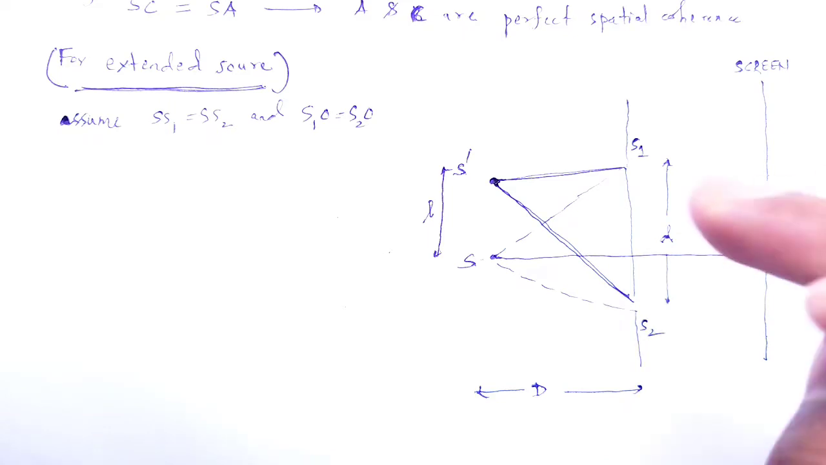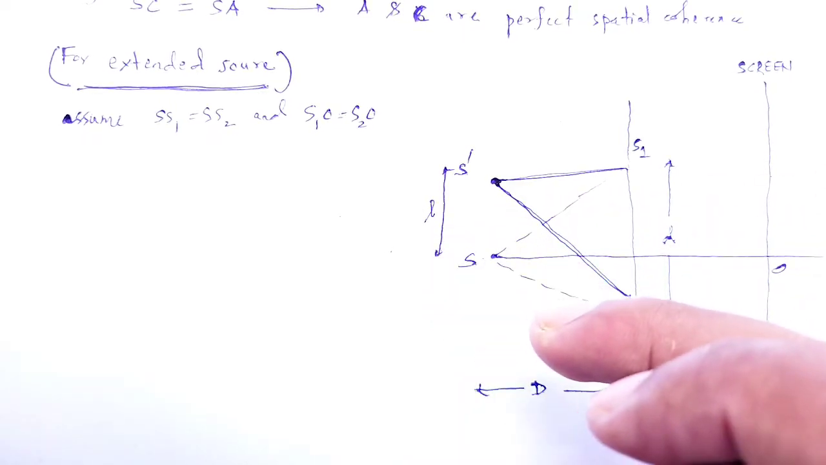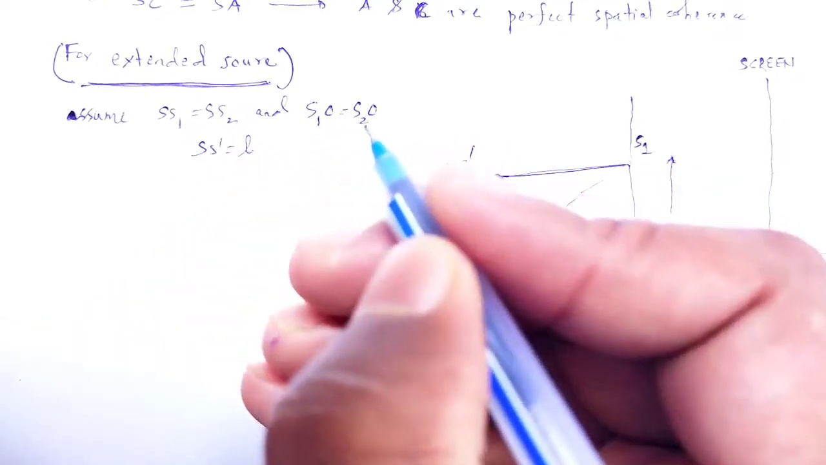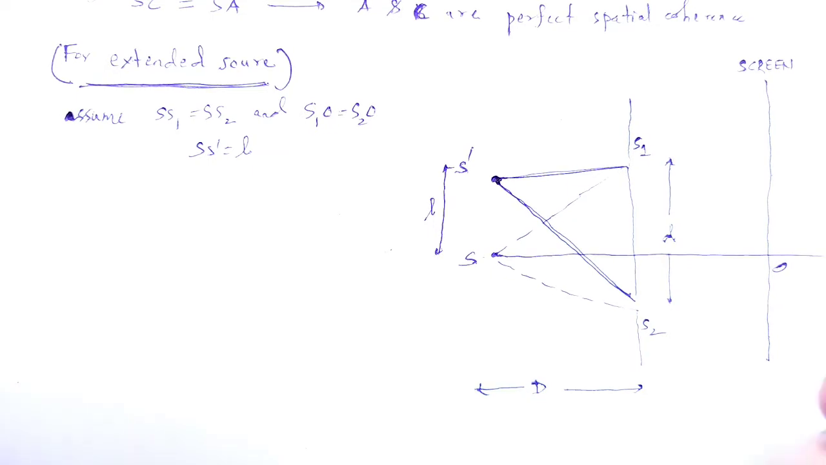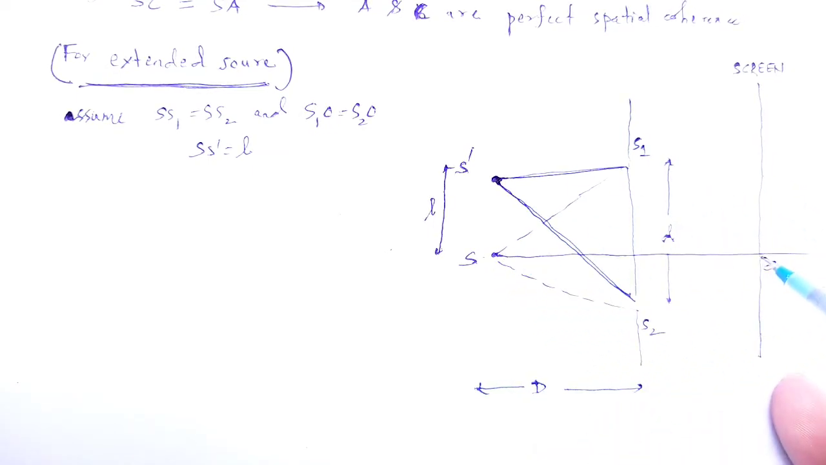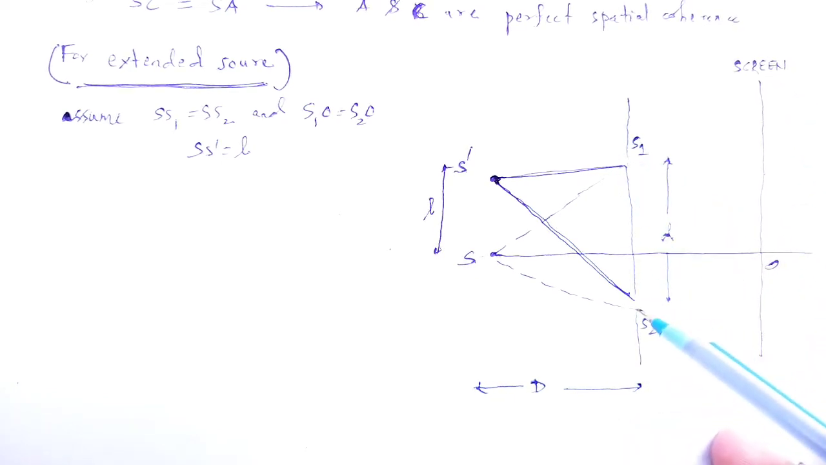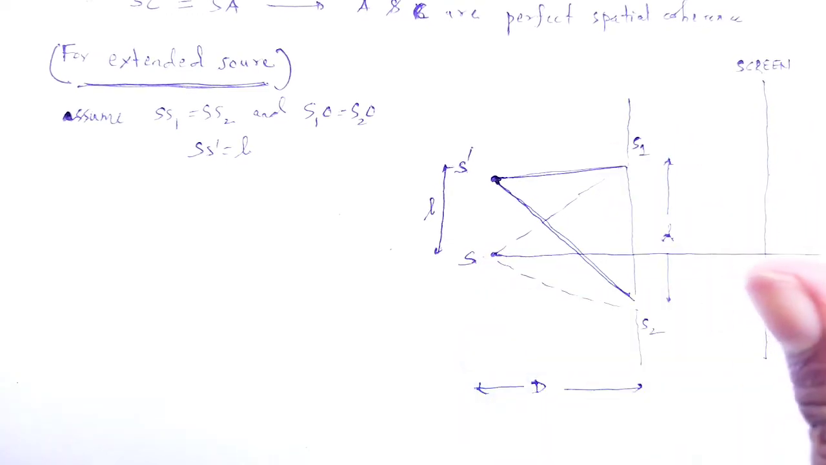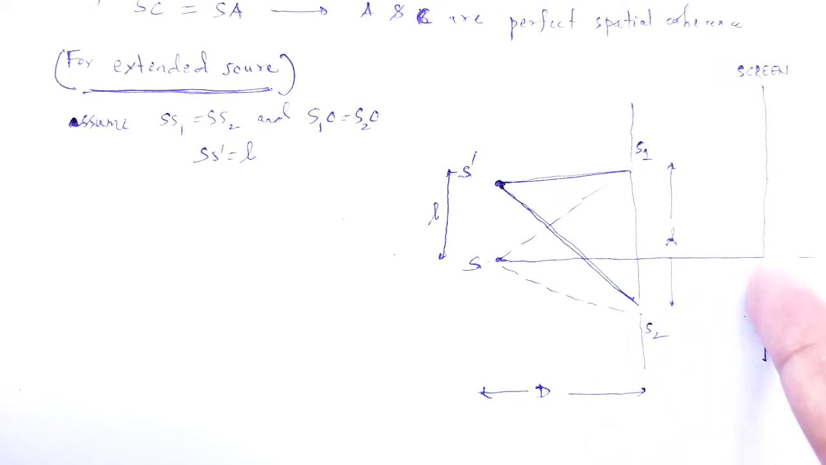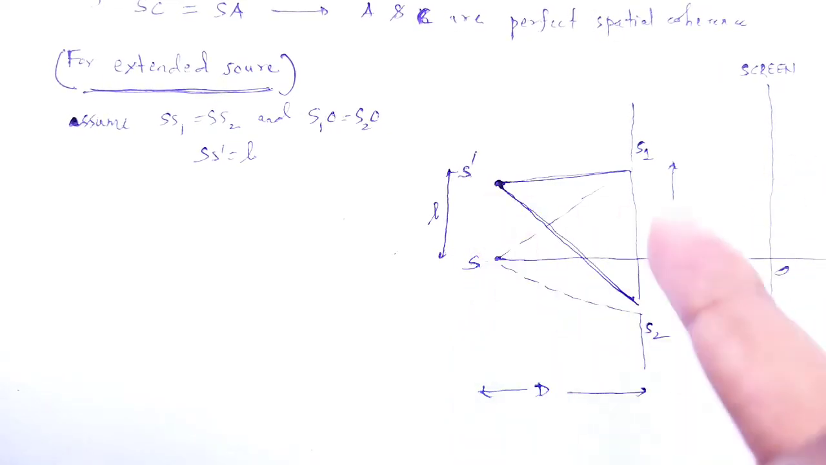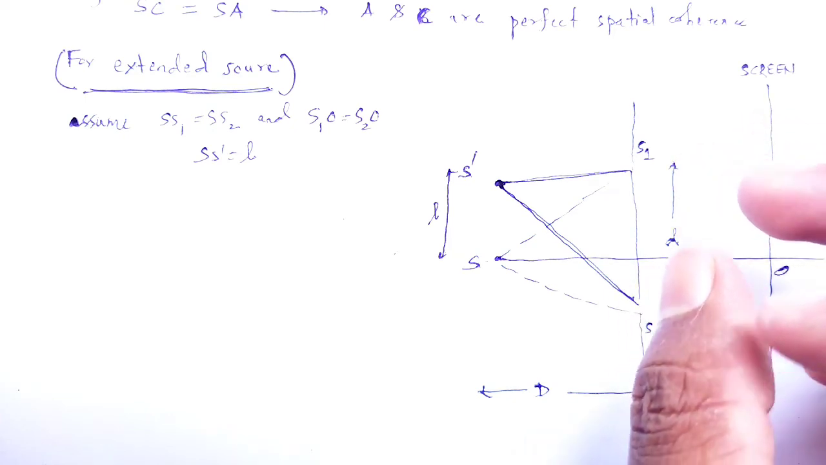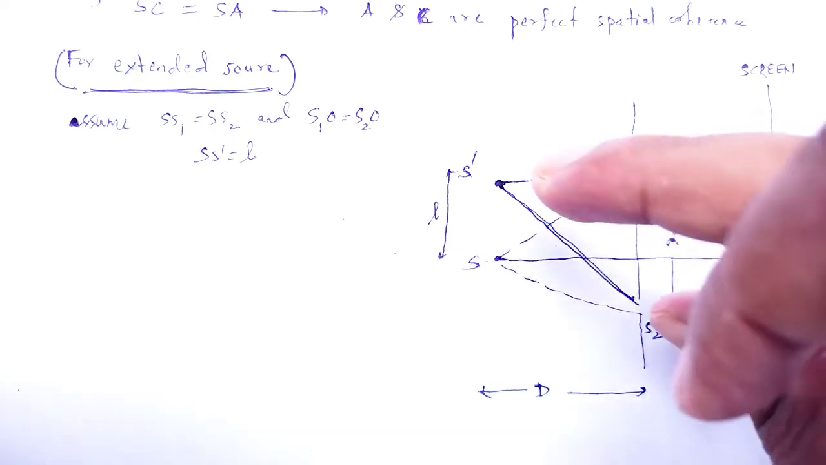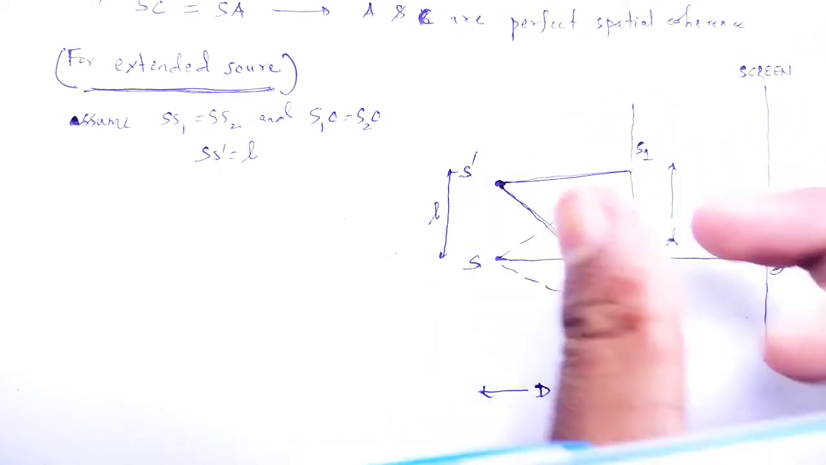The distance between the source S and S dash is small l, so S and S dash is equal to small l. The waves from S reaching point O on the screen through S1 and S2 have zero phase difference since the distances are the same. The intensity at O due to the source S dash depends on the path difference between S dash S2 and S dash S1.